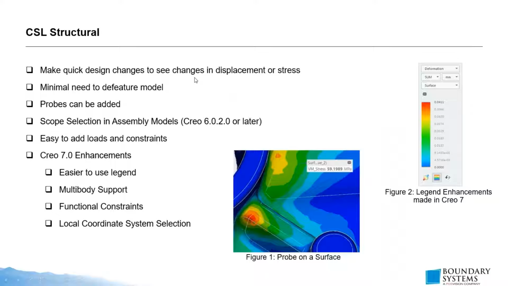So the first aspect we're going to talk about is the CSL structural portion. So the big draw to using CSL for structural needs is that you can make those quick design changes to see how they affect your displacement or stress. So, if I increase this fillet, does it increase or decrease my stress? If I move this rib here, how much does that increase or decrease my stress? If I'm working in sheet metal, let's say I add in a punch form, what's that do to my stresses?